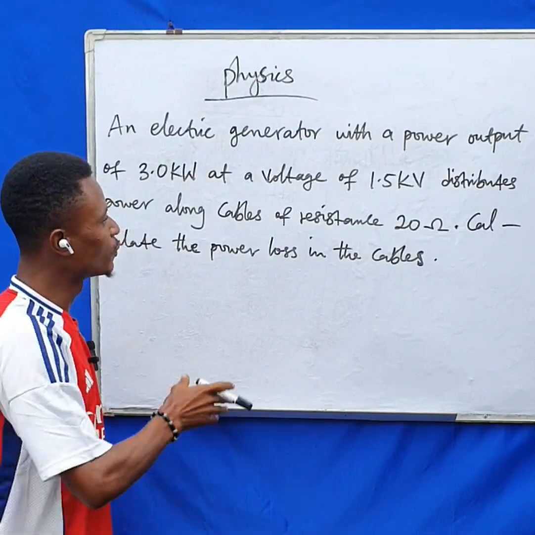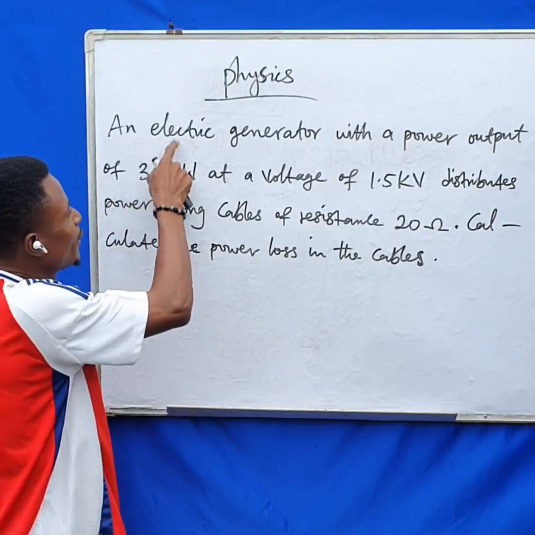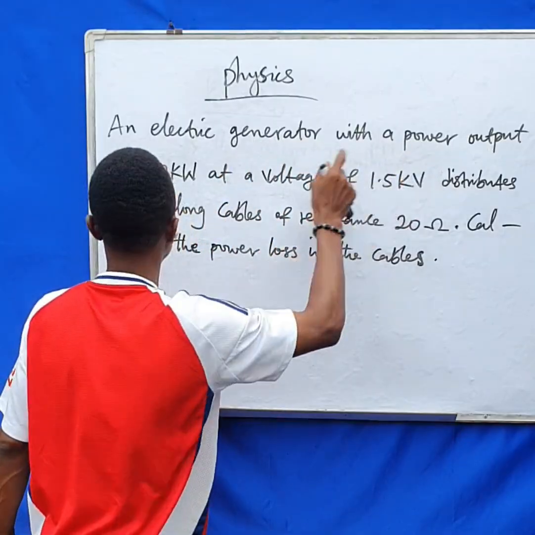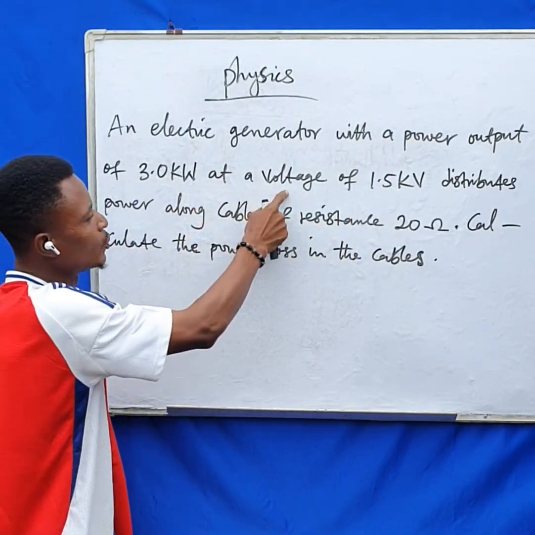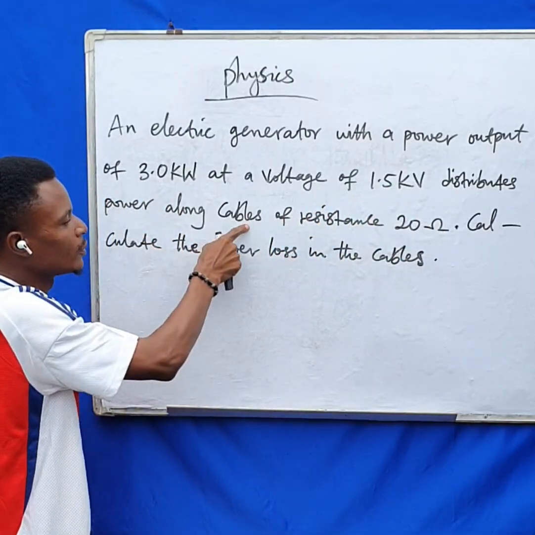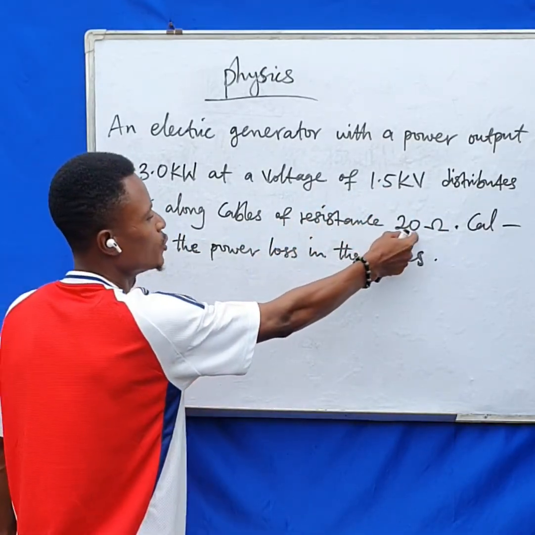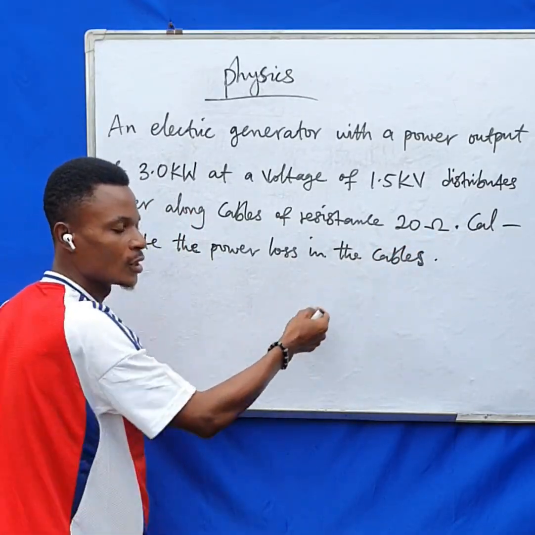Let me show you how to solve this physics question on the board. We are told that an electric generator with a power output of 3.0 kilowatts at a voltage of 1.5 kilovolts distributes power along cables of resistance 20 ohms. Calculate the power loss in the cables.